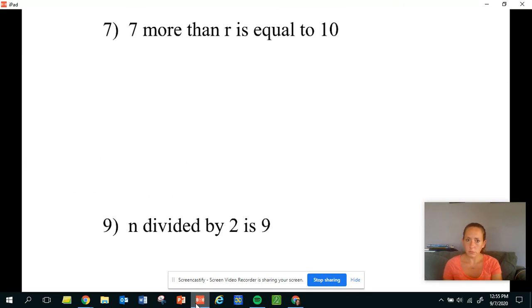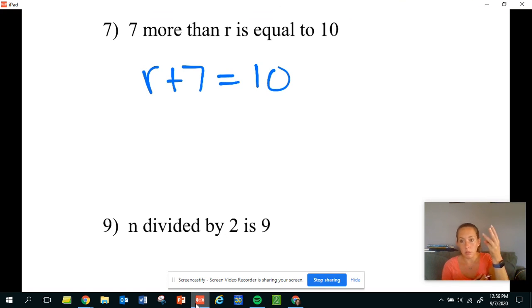This one, 7 more than R. So in this case, I'm starting with R. It's saying I have R and then I have 7 more because it's 7 more than R. And then it's equal to 10. So what number would I have to add to 7 to get to 10? How much more is 10 than 7? So if you think 7, 8, 9, 10. So in this case, R is 3.